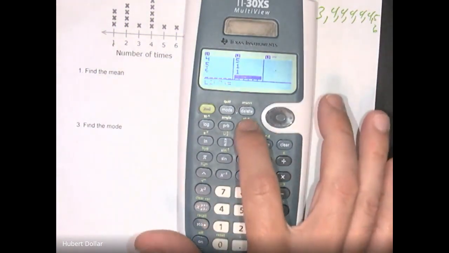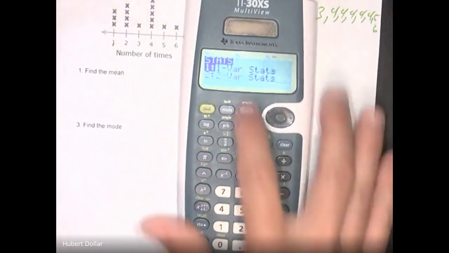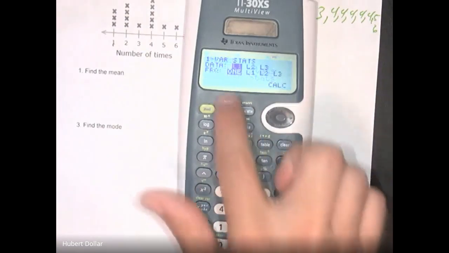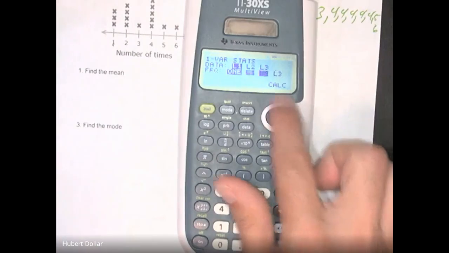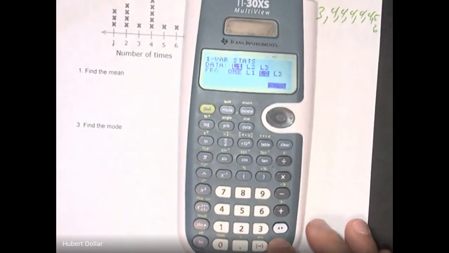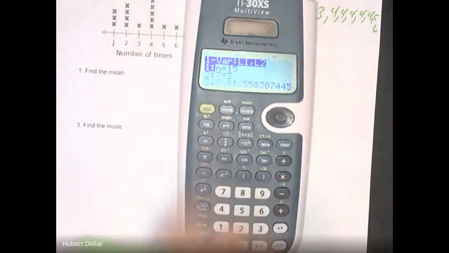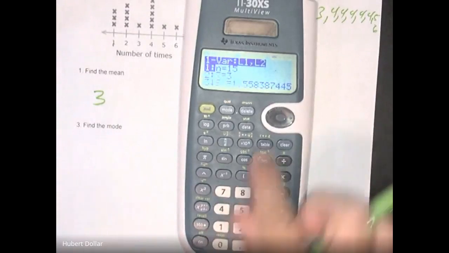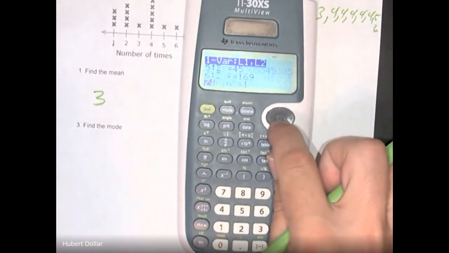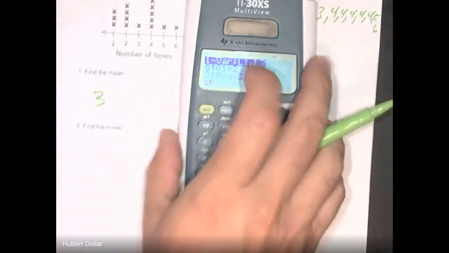Now, go back to second stat. We have one variable. This time our data is in L1, but our frequency, or how often it happens, is in L2. Hit enter, enter, and there's our data. Because there's an x bar, that means the mean is 3. We come down to the bottom, and we find our median is 3.